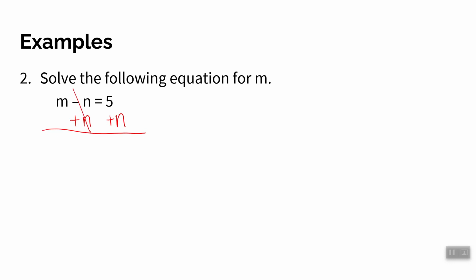On the left-hand side, the n's are going to cancel, and I'm left with m equals. On the right-hand side, I have 5 plus n, and since n is a variable, those are not like terms. I cannot combine them, and so that's what I'm left with, 5 plus n. So m equals 5 plus n. We have the equation now solved for m.